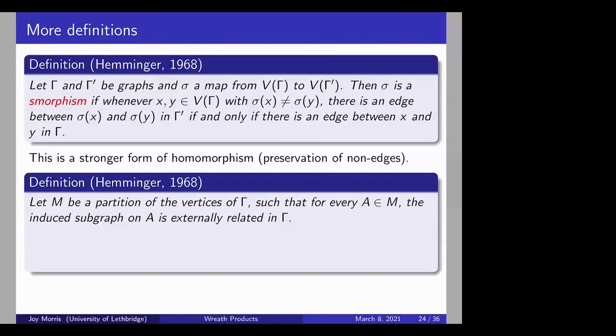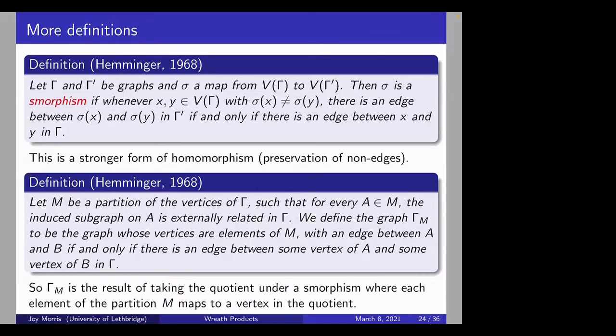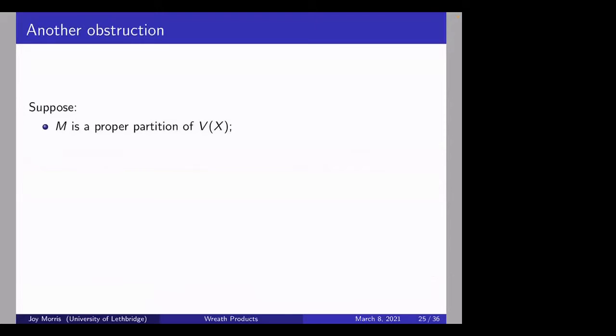So let M be a partition of the vertices of our graph, such that for every element of M, the induced subgraph on those vertices is externally related. If we can do that, then you can define a quotient graph, which is actually the quotient of a smorphism, just by identifying. So we've got each of these blobs that are externally related, and we're just going to shrink each of them down to a single point and put edges between them when we had every possible edge between those corresponding copies. Yeah, so this quotient graph really is a quotient of this smorphism that he has defined.